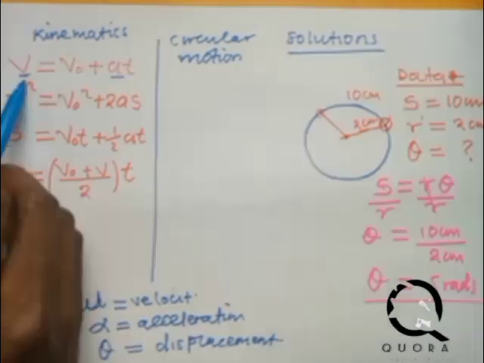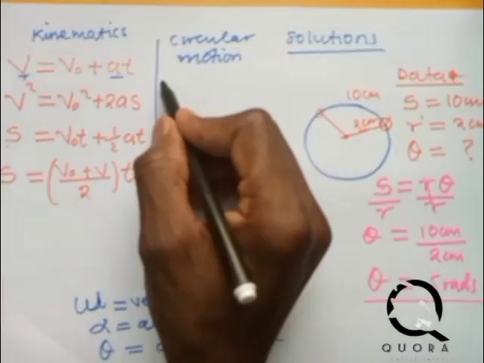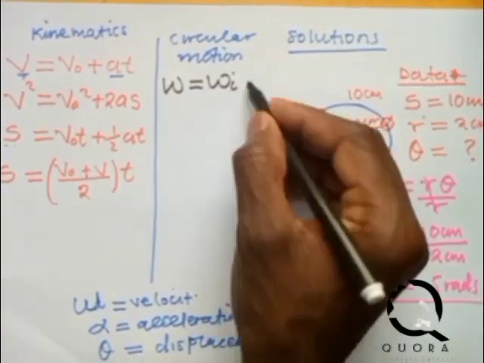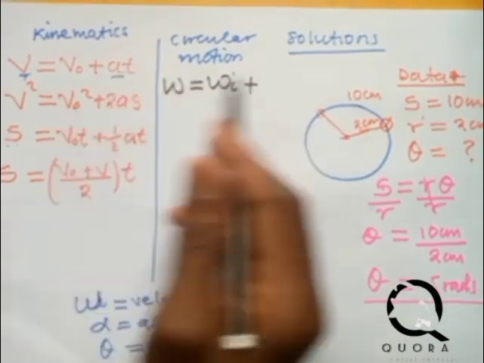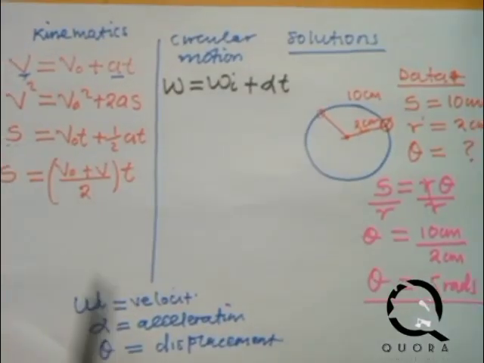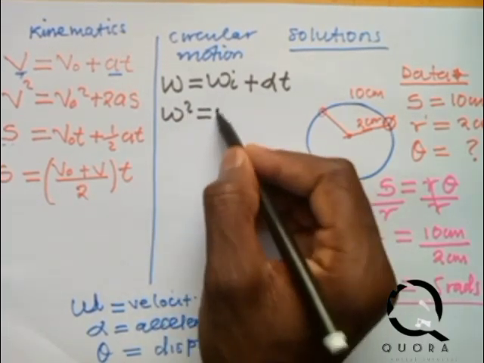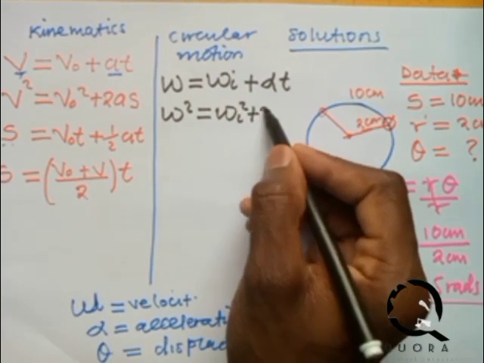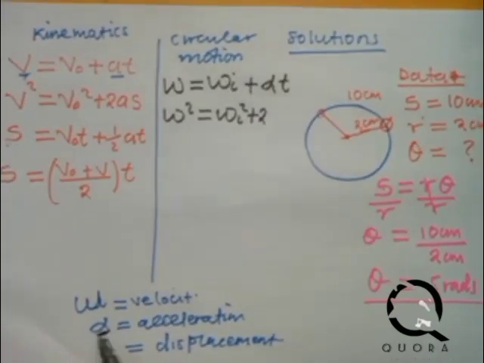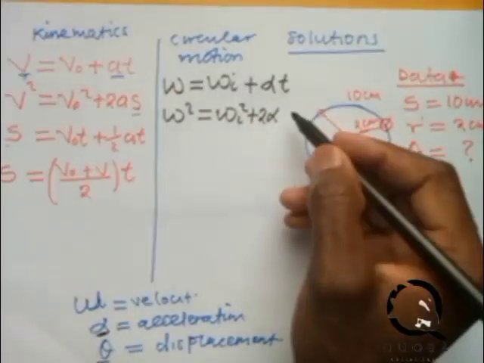So, like I said, where there is this one, I'll replace it. So I'll say W has to be equal to W initial plus, where there is acceleration for angular, I'm going to use letter alpha, like this. If you come to this one, we are going to have W square equal to W initial square plus 2. Where there is acceleration, we are going to replace it with alpha. Where there is displacement, we have to be using theta.